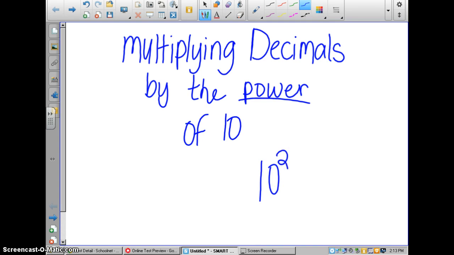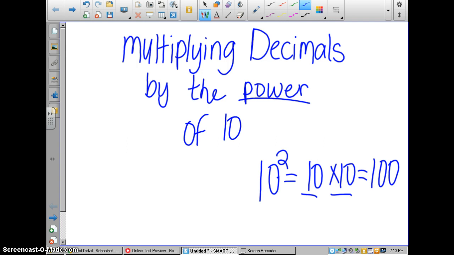Here I've written 2 to the second power. That's how that's read, and that's where the word power comes from. 10 to the second power. Okay? If you remember about exponents, what 10 to the second power really is, is 10 times 10. It's 10 two times. 10 times 10. 10 to the second power equals 100. Okay? 10 times 10 is 100.